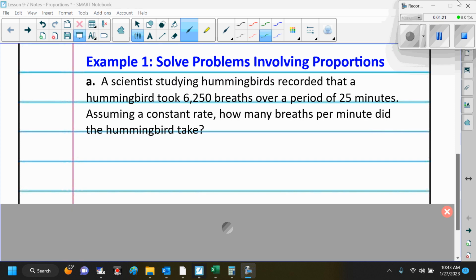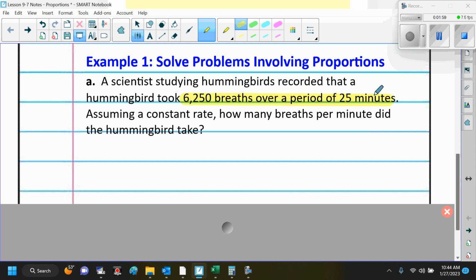All right, example 1 says solve problems involving proportions. It says a scientist studying hummingbirds recorded that a hummingbird took 6,250 breaths over a period of 25 minutes. Assuming a constant rate, how many breaths per minute did the hummingbird take? Okay, so what is the important information that we want to write down? What's my first ratio? Yes? 6,250 breaths over a period of 25 minutes. Right, so this many breaths over that many minutes.